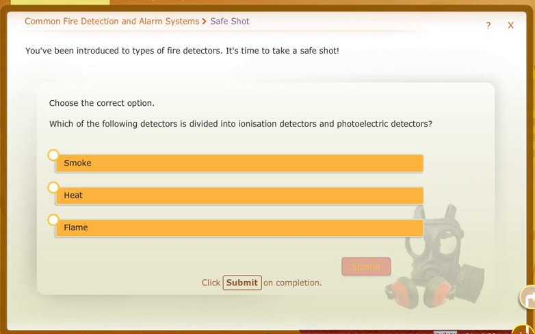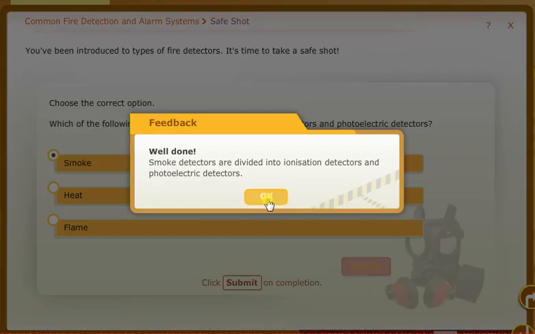You've been introduced to types of fire detectors. It's time to take a safe shot. Choose the correct option. Which of the following detectors is divided into ionization detectors and photoelectric detectors? Well done. Smoke detectors are divided into ionization detectors and photoelectric detectors.